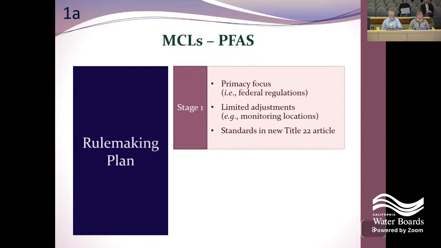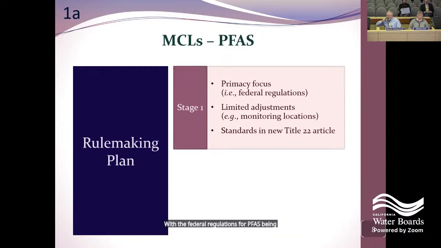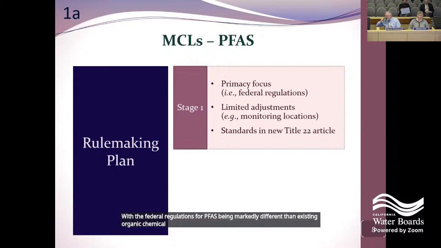The Division of Drinking Water is proposing to address regulation of PFAS in 2 stages, with stage 1 focused on incorporating federal requirements to attain primacy approval with limited adjustments. With the federal regulations for PFAS being markedly different than existing organic chemical regulations, we're tentatively planning to mirror EPA's approach and place the PFAS regulations in a new article within Title 22.